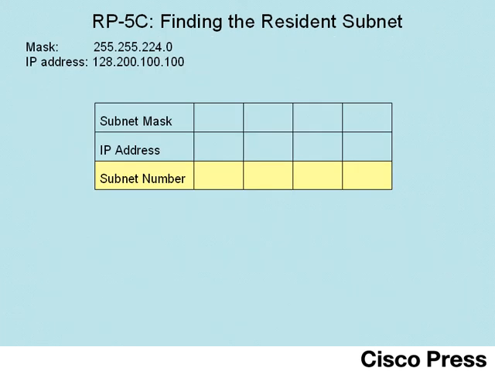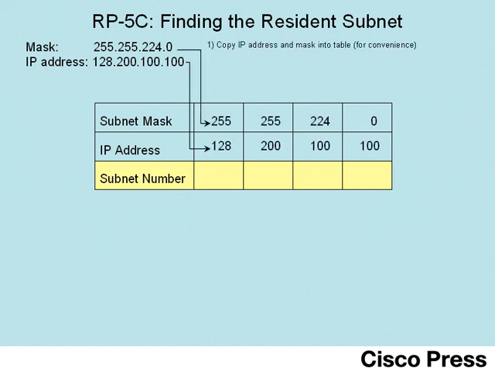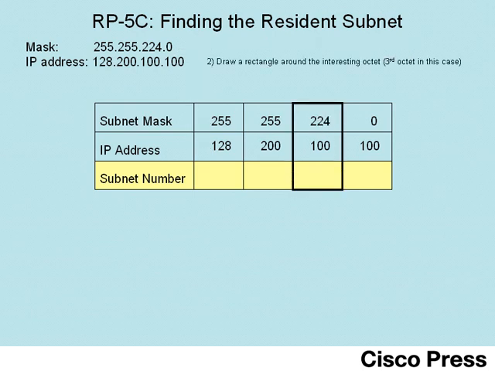To begin, you can use an empty table that leaves a convenient place to put the subnet mask, IP address, and resulting resident subnet number. Now here at step 1, we simply copy the mask and IP address into the table. Then at step 2, we draw a rectangle around the interesting octet. Now the interesting octet is identified by the subnet mask octet whose value is not a 255 nor a 0. In this case, it's the third octet with mask value 224.